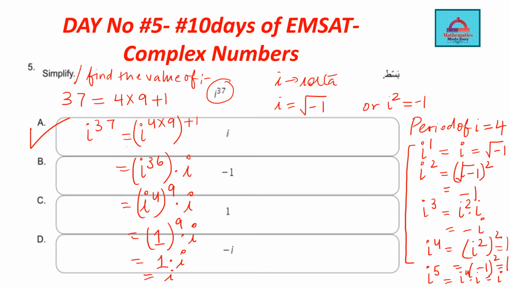So what concept did we use? We used the concept that the period of i is 4. After 4 it will repeat itself. So whatever is the number given to you, divide it by 4 and you will get your answer.